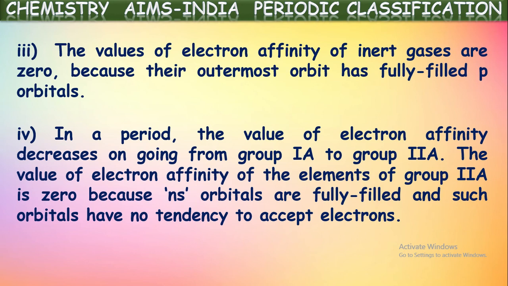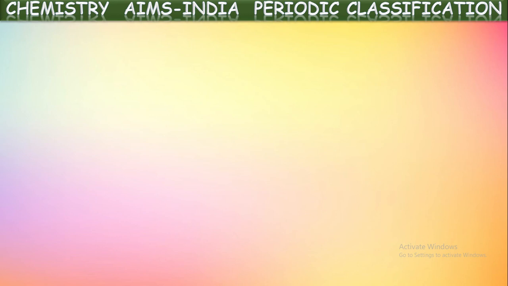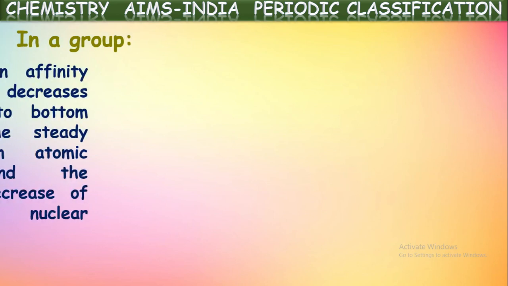But in case of second A group elements, their ns orbital, that means the outer shell s subshell, is completely filled, so there is no chance for attracting an electron. That's why for second A group elements, electron affinity is considered almost 0 because of their completely filled s subshell in the outermost shell. So there is no tendency of accepting electrons, and hence electron affinity values are 0 for them. Okay. Next, let us see how this electron affinity trends in a group.